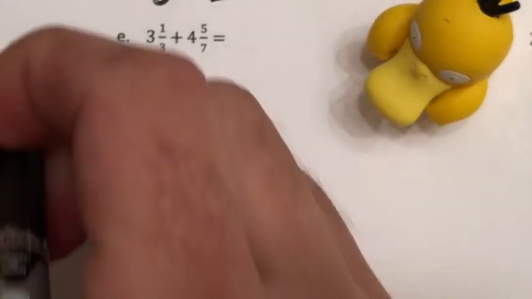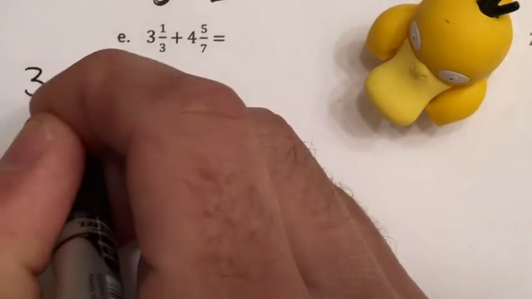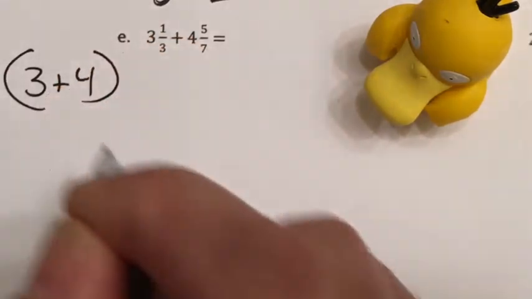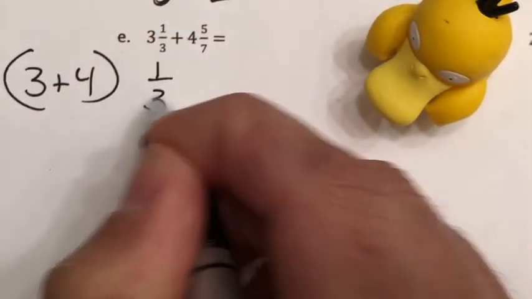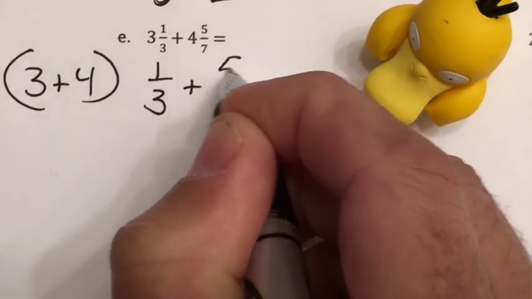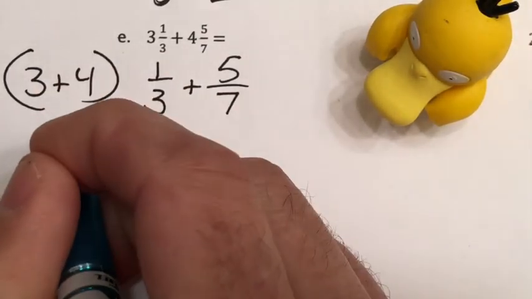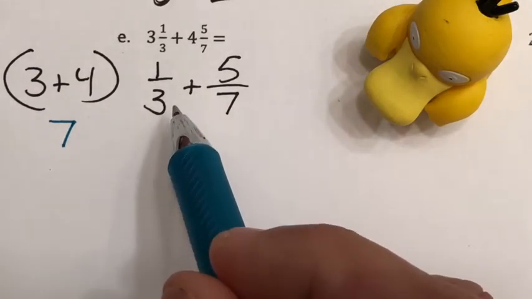Again, taking my whole numbers first, make sure it's all on the paper here. 3 plus 4, and I'm going to put that in parentheses. And then I'm going to take 1/3 plus 5/7. Okay, ladies and gentlemen, 3 plus 4, everyone should know that, 7. But this fraction is a little trickier.